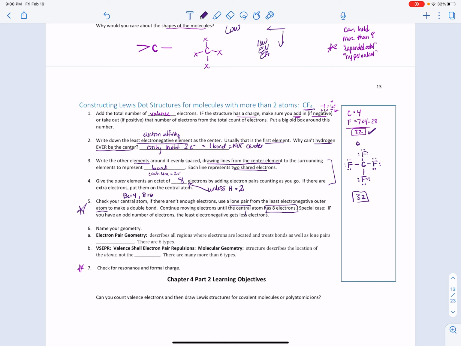Note, though, that there are 2 central atoms that do not need to have 8, and that's beryllium, which has 4, and boron, which has 6. But everything else should have 8 on that central atom.